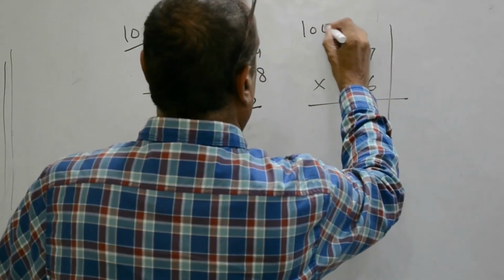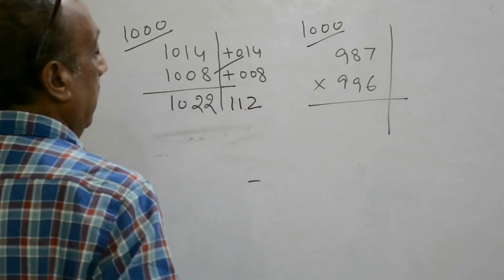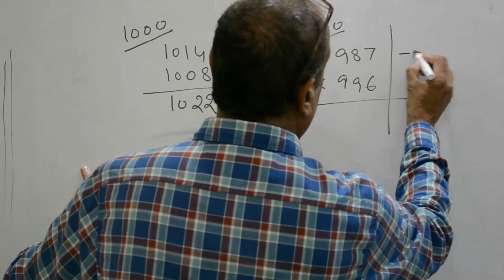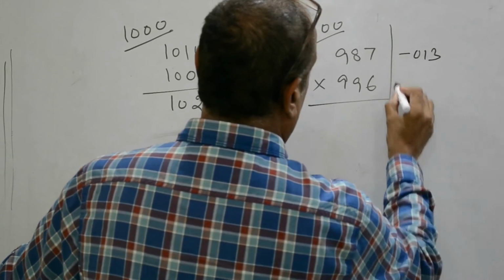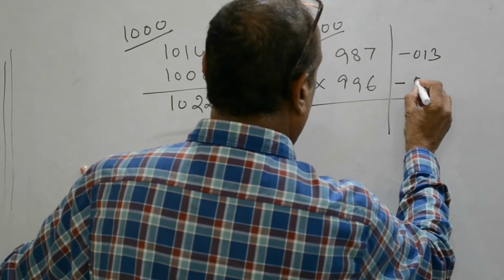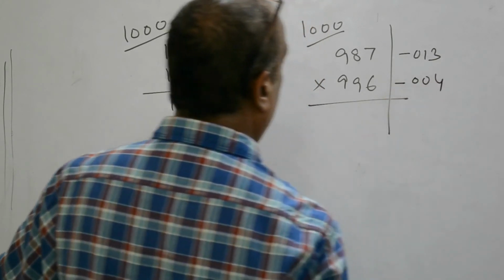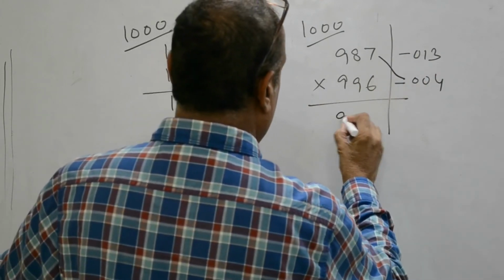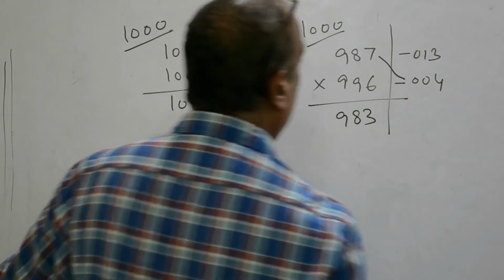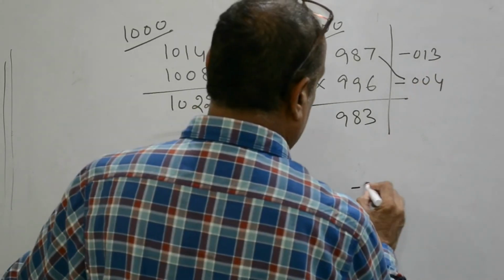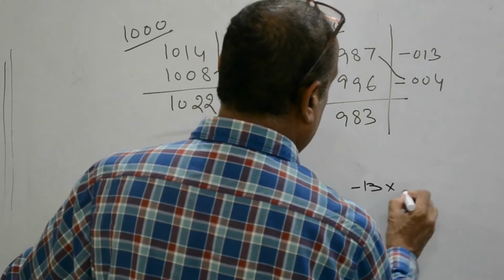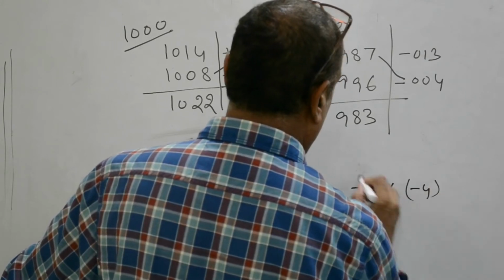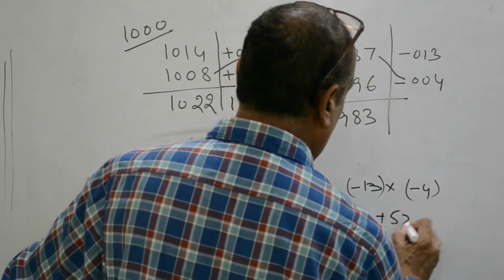This is again near the base 1000. So this is 13 less than the base. This is 4 less than the base, so this is 983. So when minus 13 is multiplied by minus 4, we get plus 52.